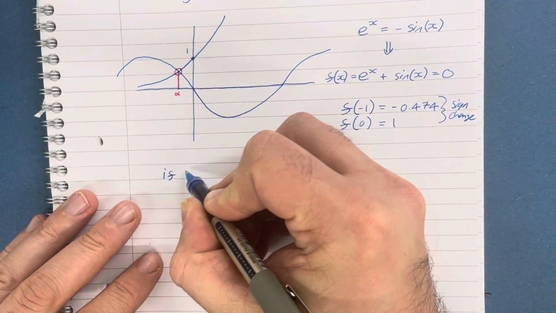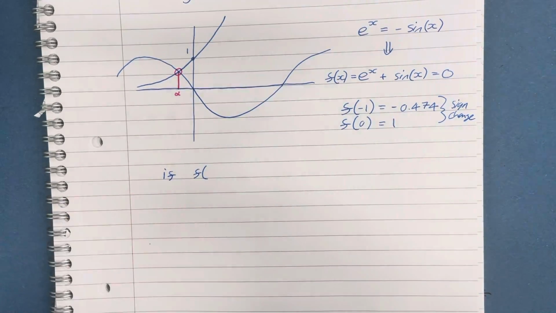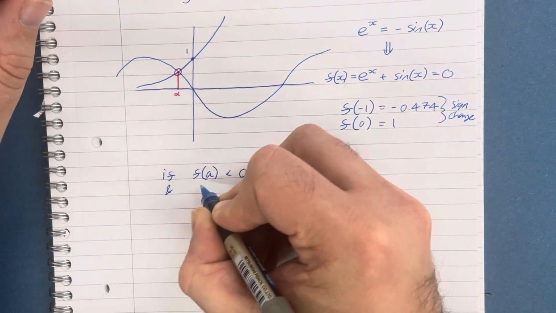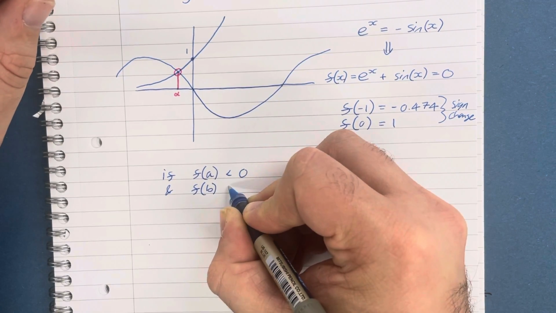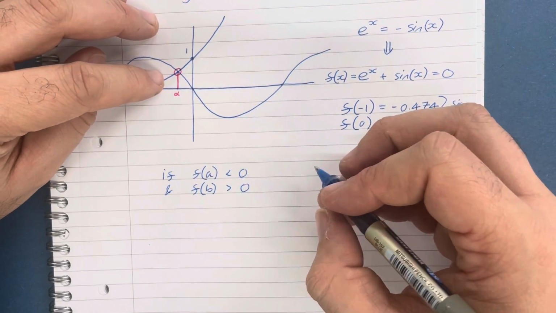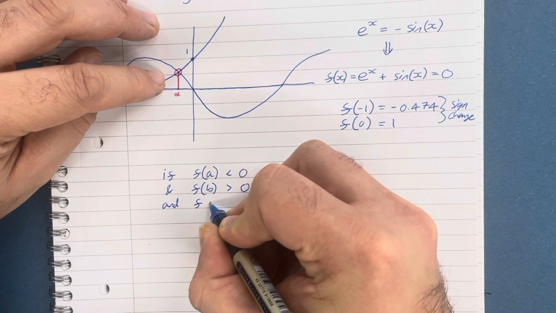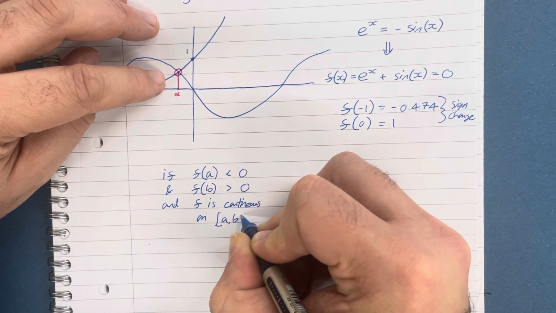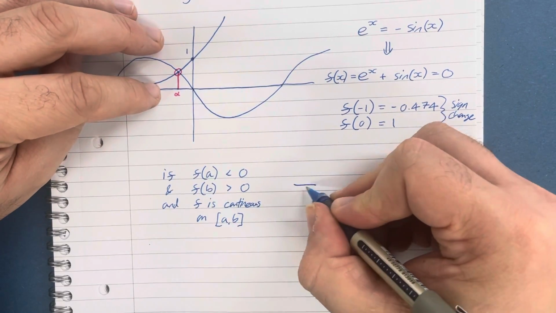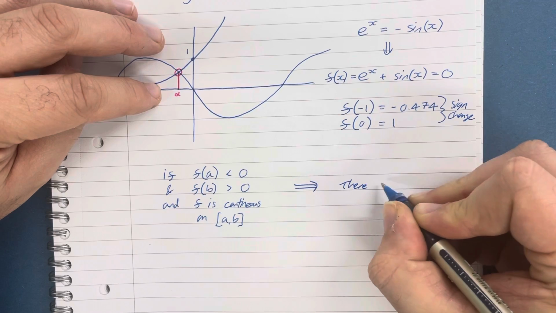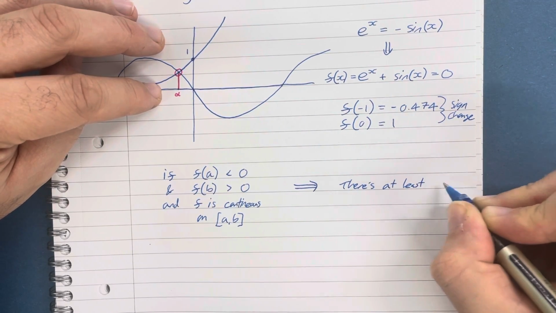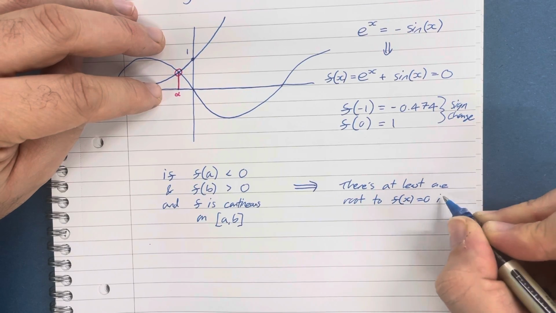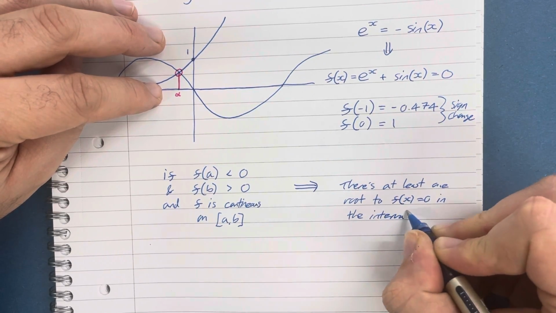So if I have a situation where f of a is negative, and f of b is positive, and f is continuous on AB, I'll come back to what that means in a minute, then that implies that there's at least one root to f of x equals 0 in the interval AB.